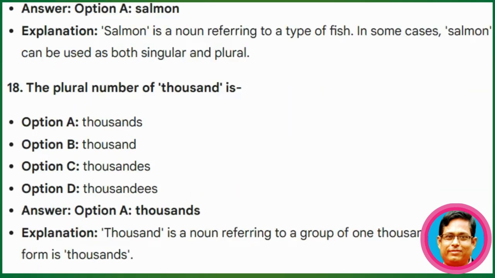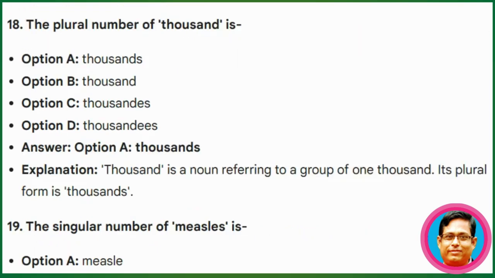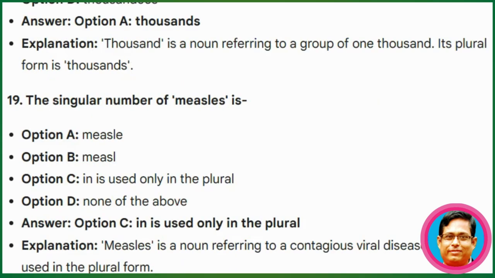18. The plural number of thousand is option A, thousands. Option B, thousand. Option C, thousands. Option D, thousandies. Answer, option A, thousands. Explanation. Thousand is a noun referring to a group of 1,000. Its plural form is thousands.